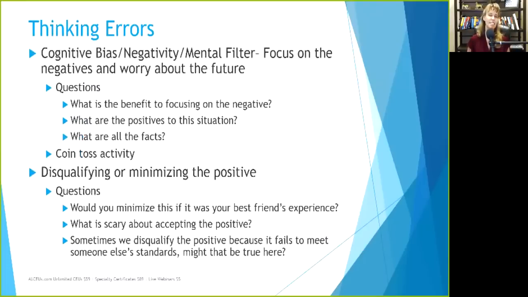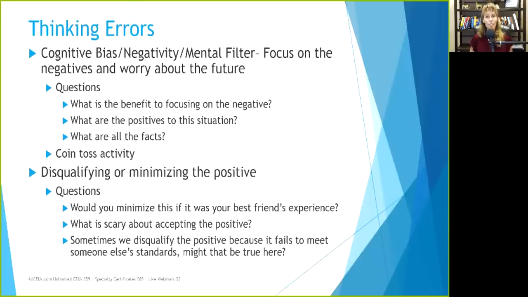Cognitive bias, negativity, mental filter, whatever you want to call it. People who focus on the negative. They get up in the morning and look outside and it's partly cloudy. They get to work and, instead of saying it was very light traffic, they say there was a fair amount of traffic. Everything is always the flip side of what somebody who's really optimistic would say.